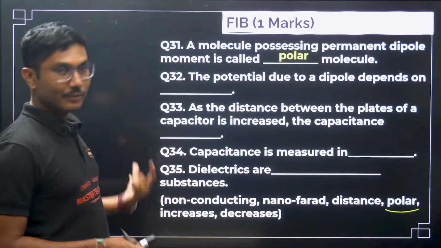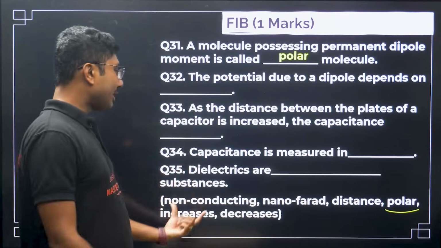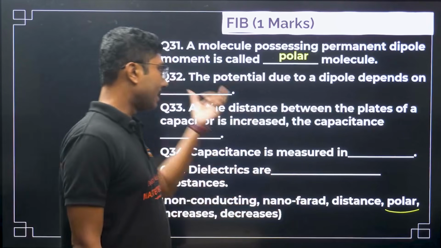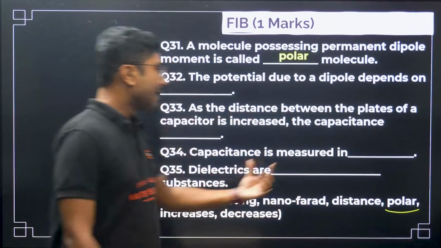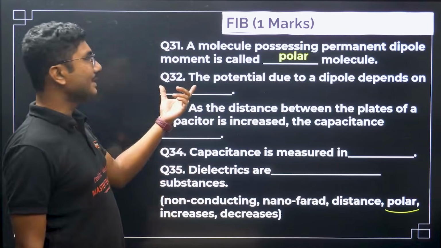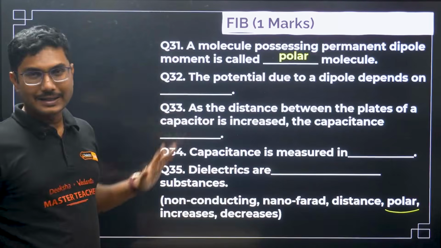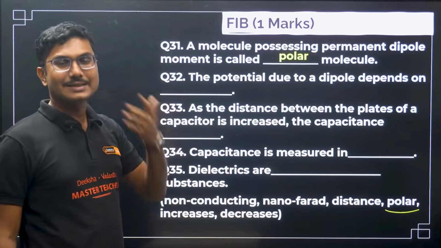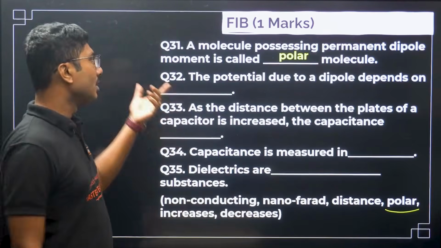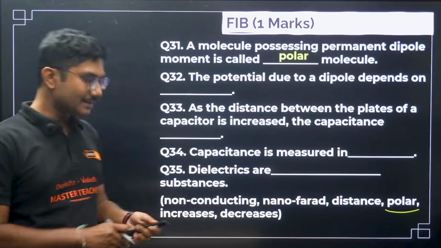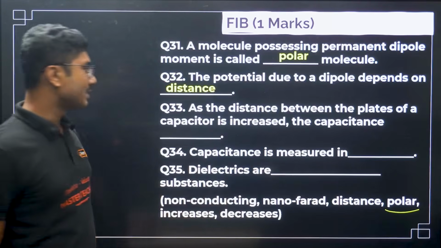So now let's see, if you don't know the answer, non-conducting obviously does not make any sense. Nanofarad does not make any sense, it's a unit. Distance makes sense. Increases, decreases also do not make any sense. Not making sense means the sentence does not have a proper meaning. The potential due to a dipole depends on distance, it makes sense. So this must be the answer.